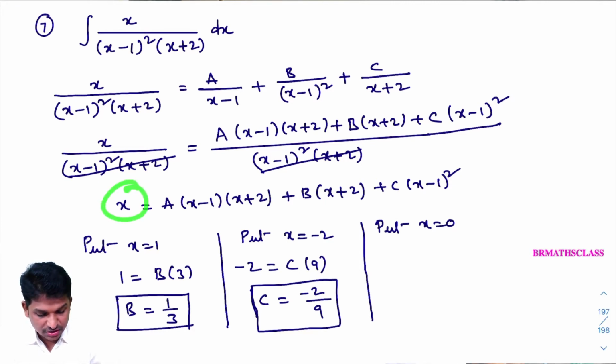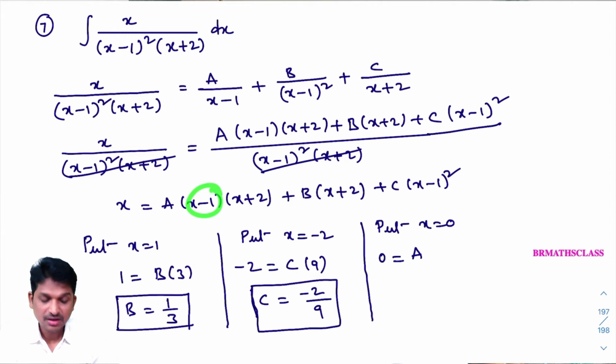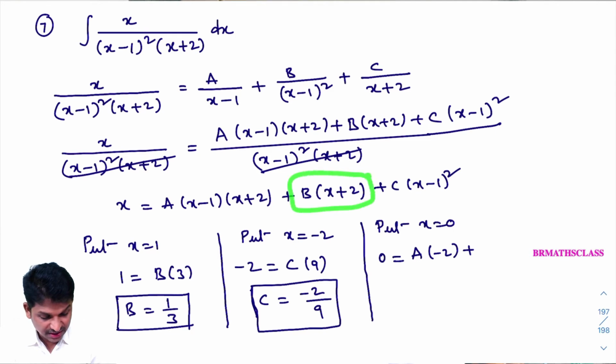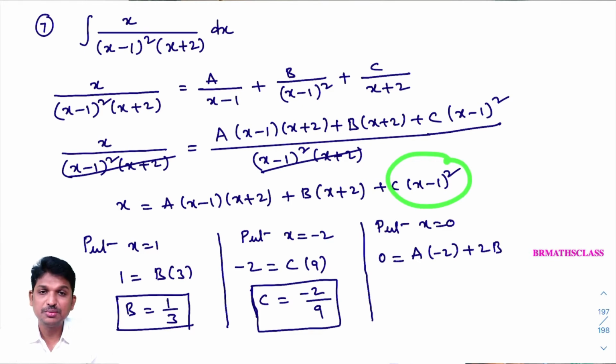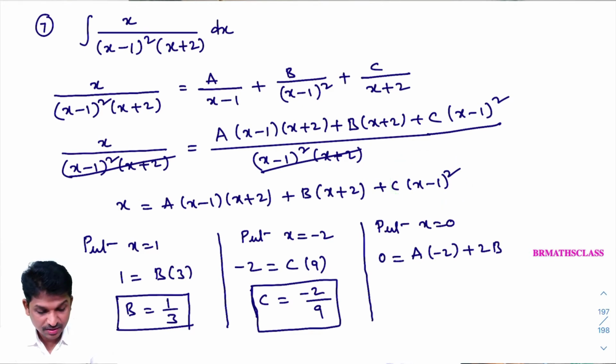Put x equal to 0 here, the left hand side is 0. 0 equal to the right hand side, put x equal to 0. What will you get? A into (0 minus 1) into (0 plus 2), that is, minus 1 into 2, which is minus 2. Okay, a into minus 2, plus, observe this one, put x equal to 0: 0 plus 2 is 2, so b into 2, that is 2b. Put x equal to 0 here: 0 minus 1 whole square. Minus 1 whole square is 1 only. So plus c.